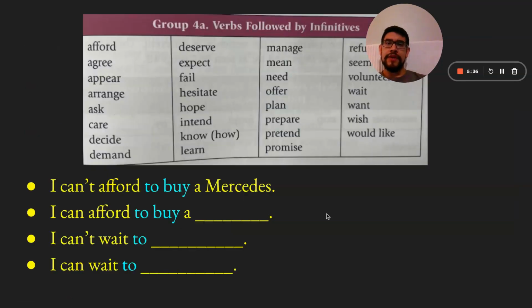Okay, now when it comes to knowing when to add the infinitive, it is about memorization. So here's a list of verbs to memorize that will precede the infinitive. For example, I can't afford to buy a Mercedes. Afford is on the list. So after afford, we add an infinitive, to buy. Okay. But I can afford to buy a Toyota.